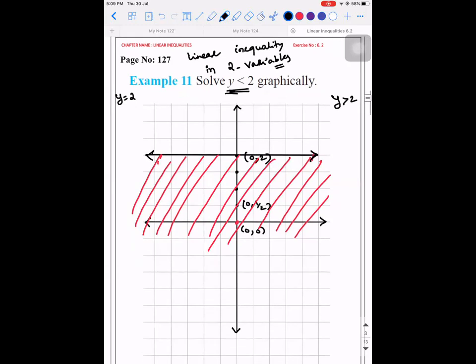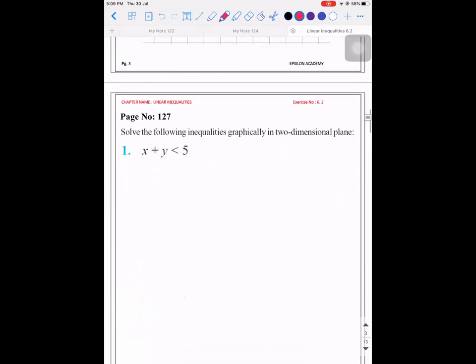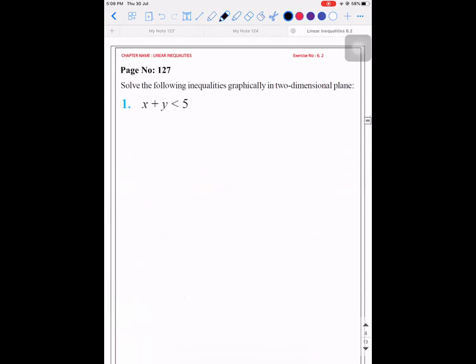Yes. No. Shall I move on to the next one? Okay. I'll share the sheet with you. Don't worry. Concentrate on the concepts. So solve the following inequalities. x plus y is less than 5.